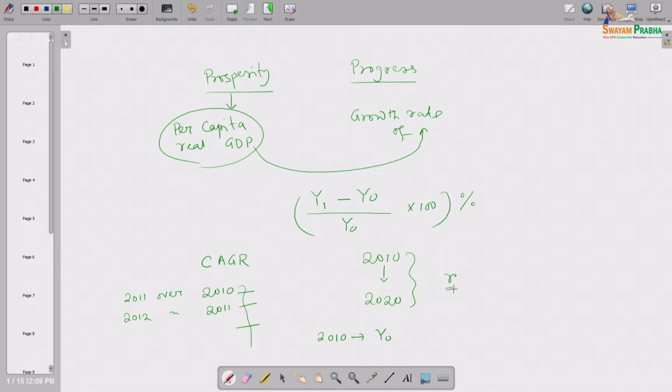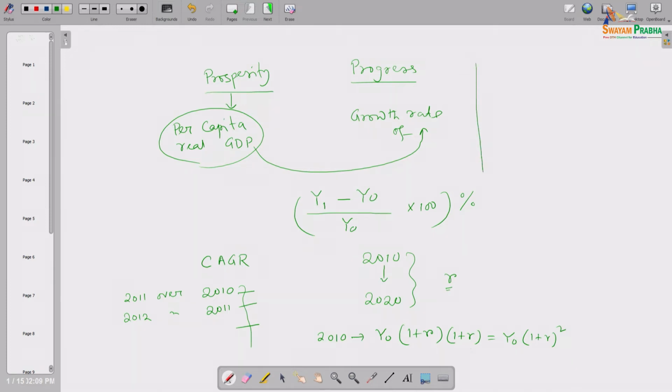So, if the growth rate is R, in 2011 that variable's value should be Y0 into 1 plus R. In 2012 that variable's value should be Y0 into 1 plus R into another 1 plus R, because mind that we are assuming the same growth rate per year over the entire period. So, in 2012 we can write Y0 into 1 plus R whole square, and in that way it continues.